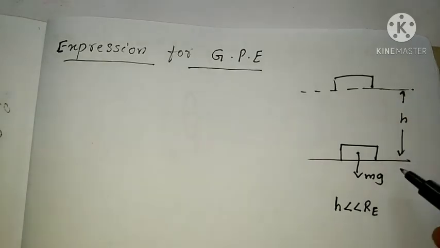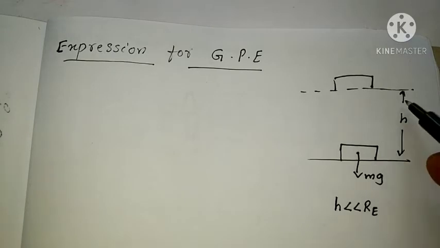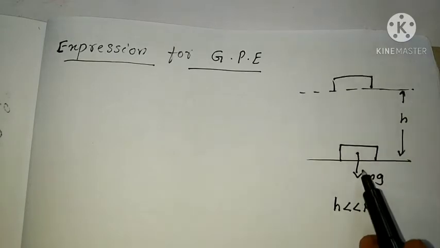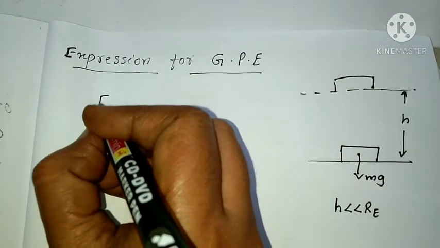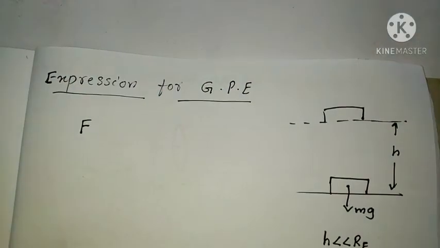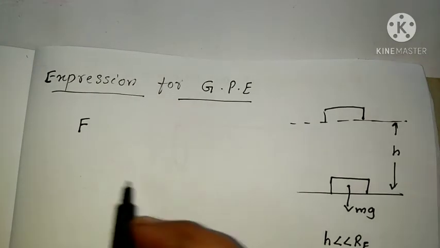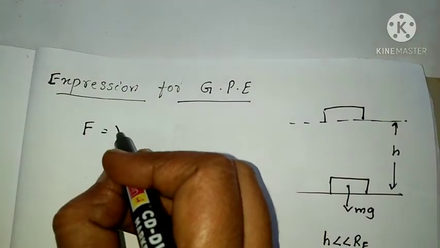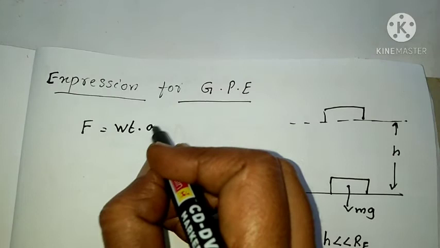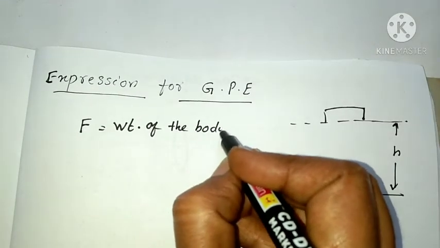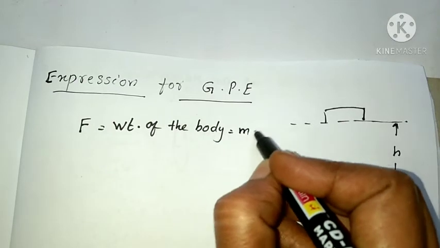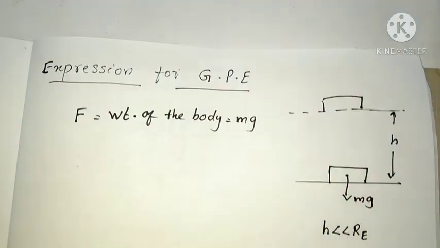Then what is the force needed to lift the body? It is equal to the weight of the body. So we can write the force needed to lift the body through a height h is equal to the weight of the body. What is the weight of the body? It is mg. Clear?